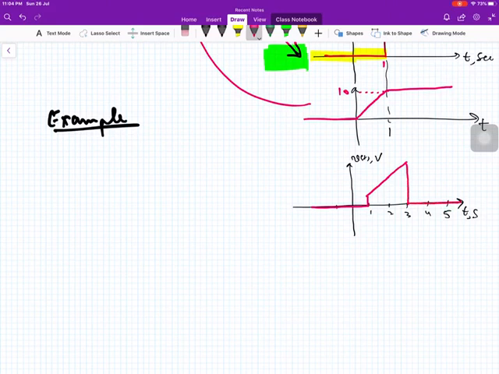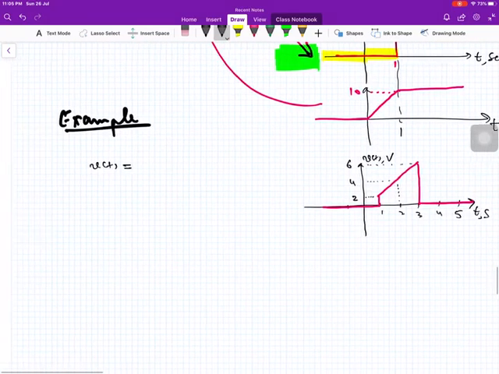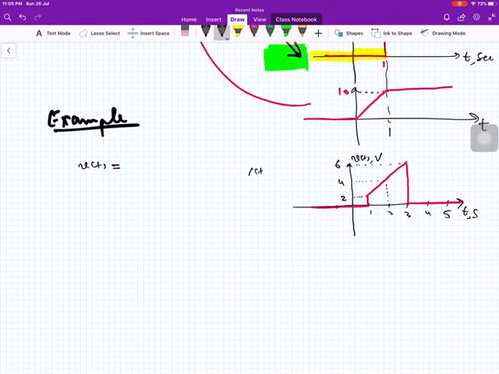At the input of some circuit, and this is 2, and the value over here, this is 4, and at 3 seconds this is equal to 6 volts. So how can we generate this waveform? With the help of ramp signals, shifted ramp signals, unit step, and shifted unit step functions.